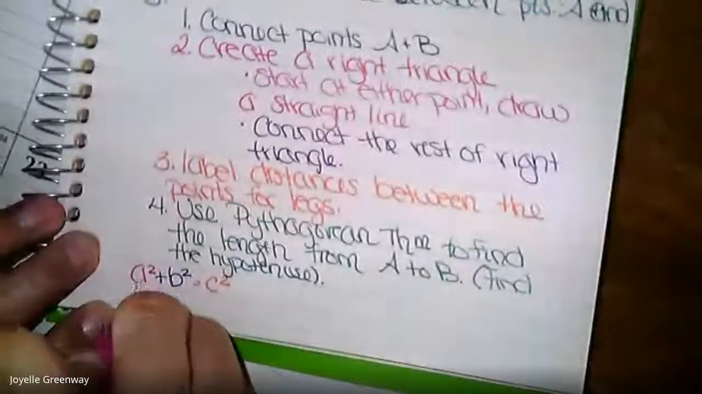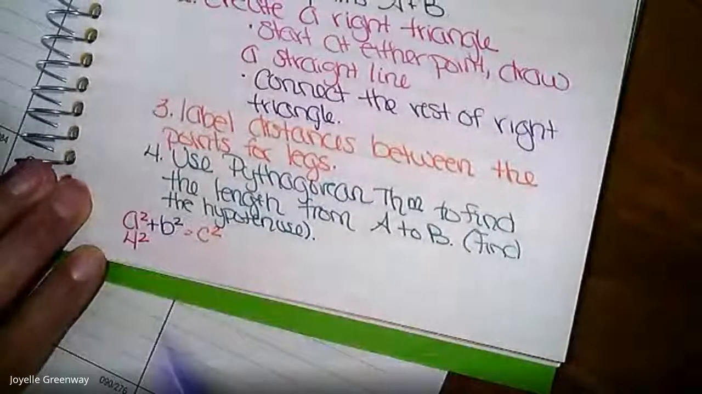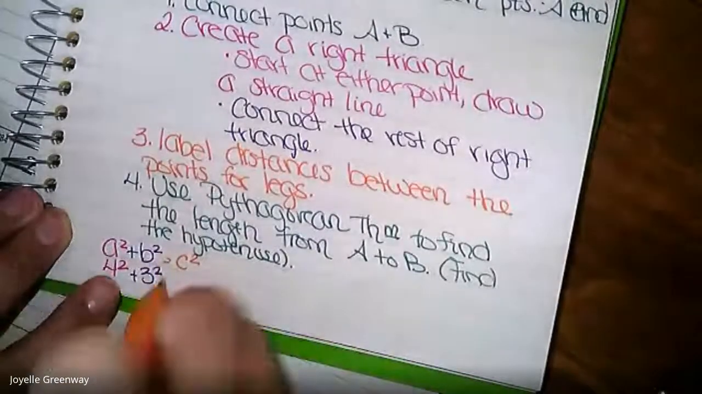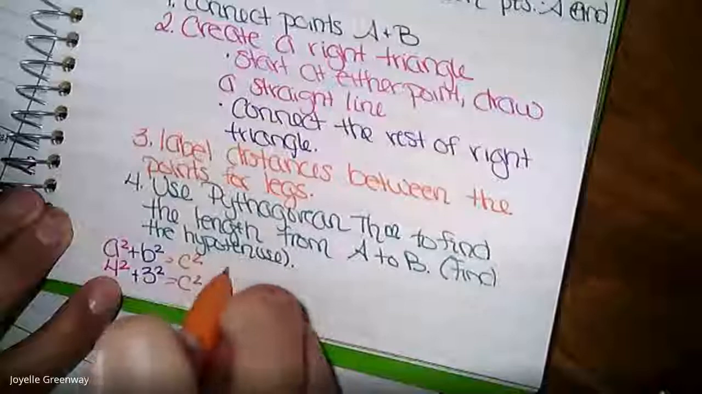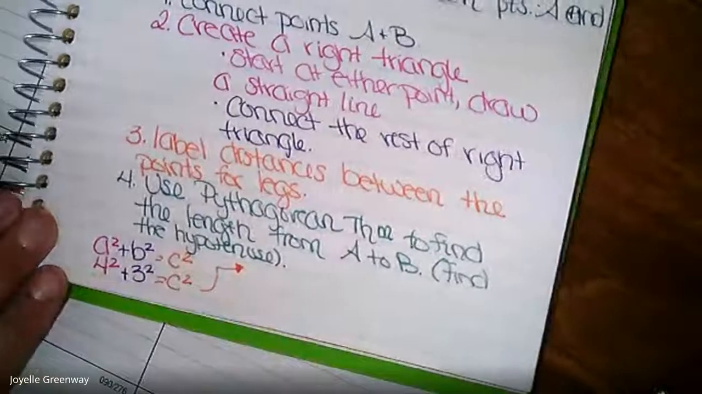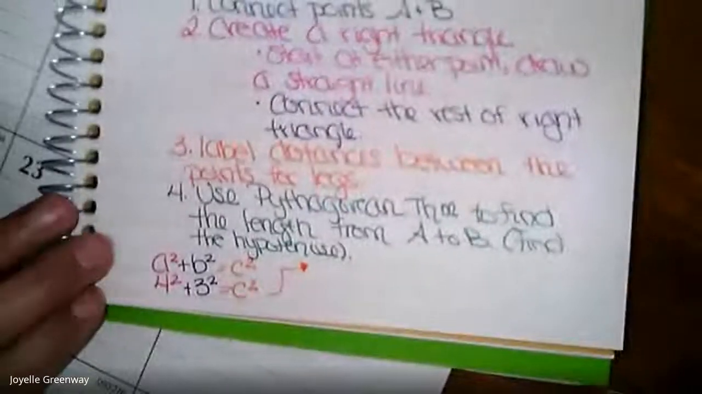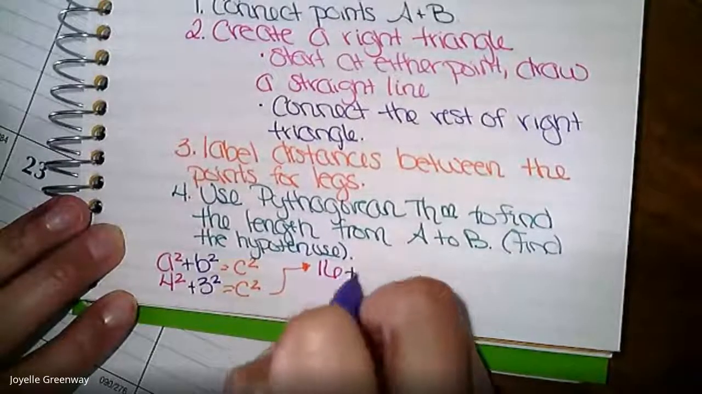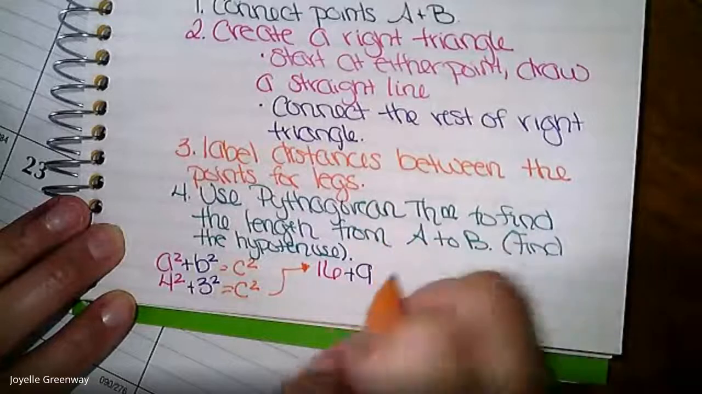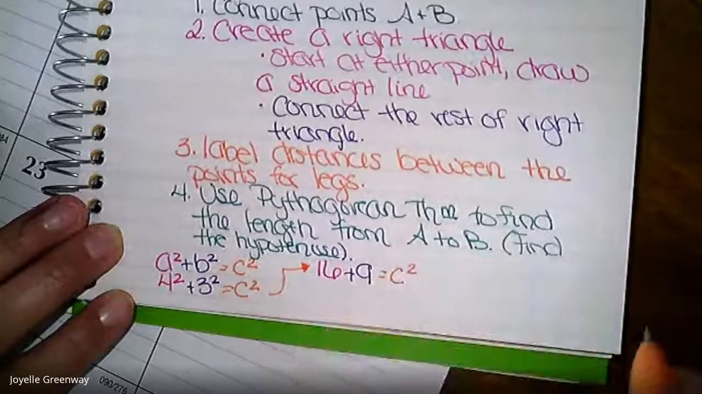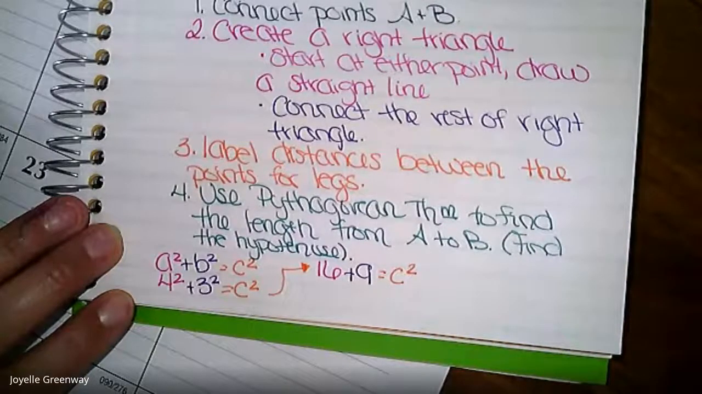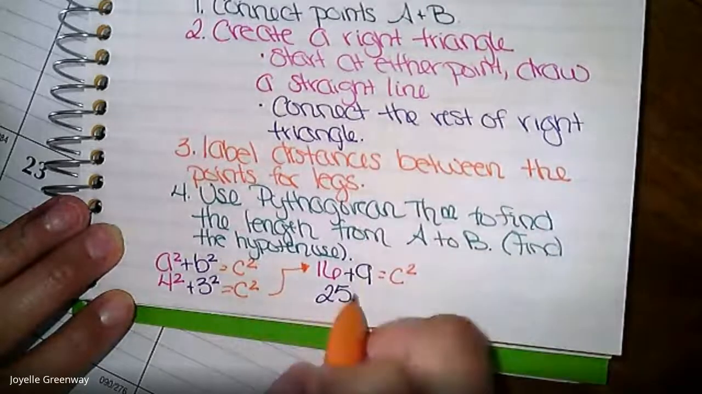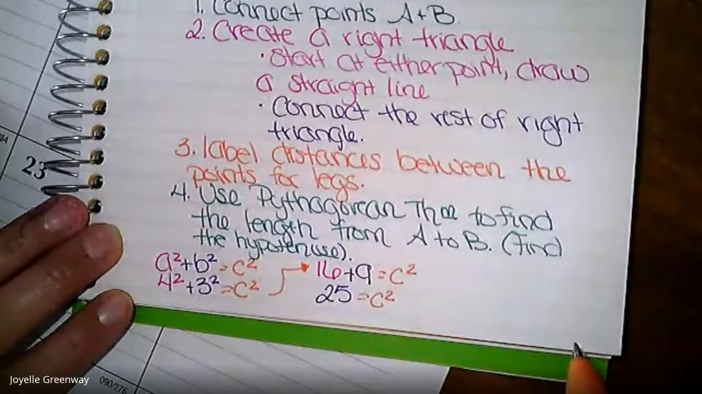So I have 4 squared plus 3 squared equals C squared. I'm going to continue that over here. So 4 squared is 16. So 16 plus 9 equals C squared. And so now 16 plus 9 is 25. So 25 equals C squared.